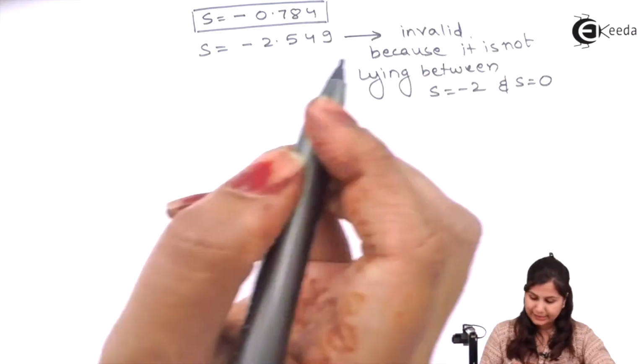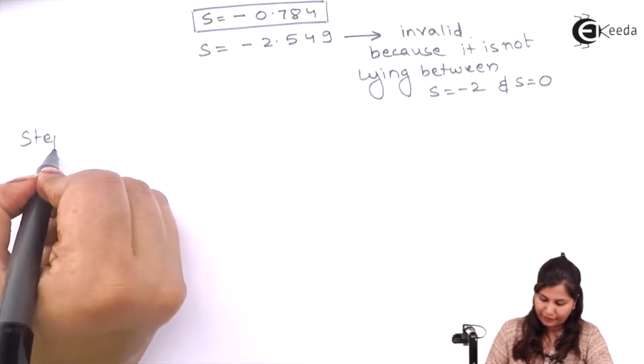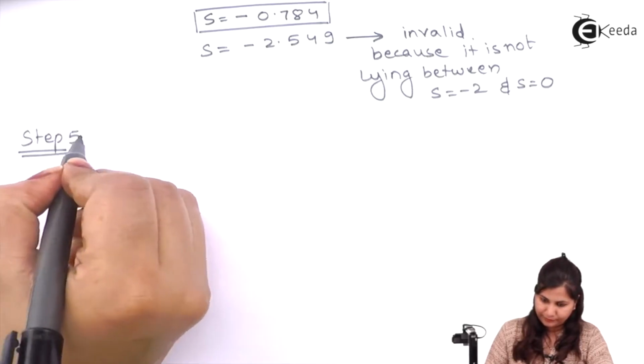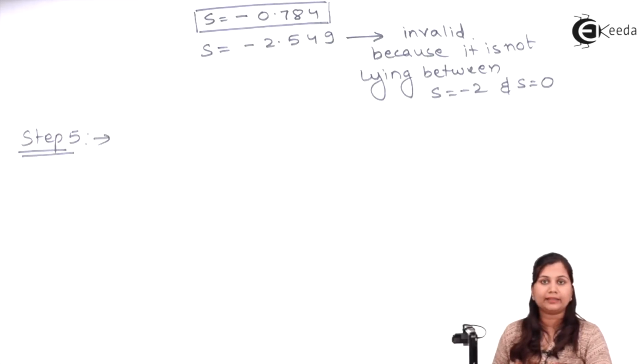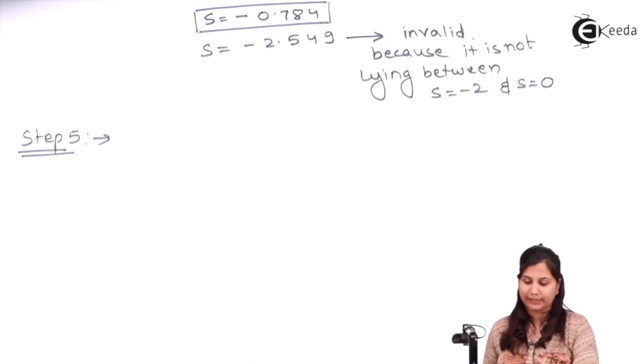Now our next step is step number 5. Now we will determine the asymptotes on the real axis.